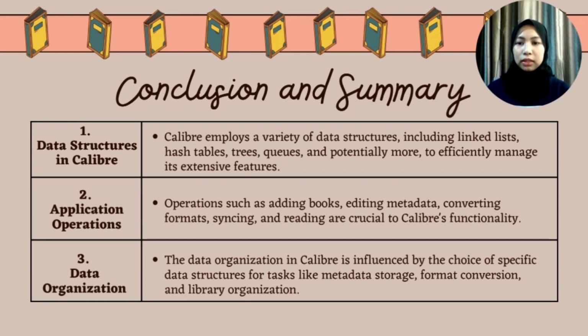Number one is the data structures in Calibre. Calibre employs a variety of data structures, including linked lists, hash tables, trees, queues, and potentially more, to efficiently manage its extensive features. Number two, application operations. Operations such as adding books, editing metadata, converting formats, syncing, and reading are crucial to Calibre's functionality. Number three, data organization. The data organization in Calibre is influenced by the choice of specific data structures for tasks like metadata storage, format conversion, and library organization.